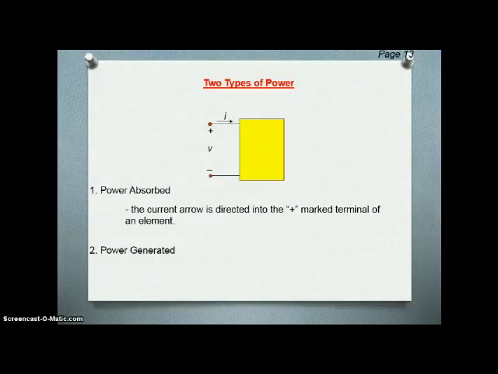Now, power generated means if the current arrow is directed out of the positive terminal, then it is called power generated. The current is flowing outside the positive terminal, so it is called power generated. So it all depends on the direction of the current, and especially remember that the reference is made at the positive terminal. If the information is not available at the positive terminal, we will have to extend it from the information provided at the negative terminal.